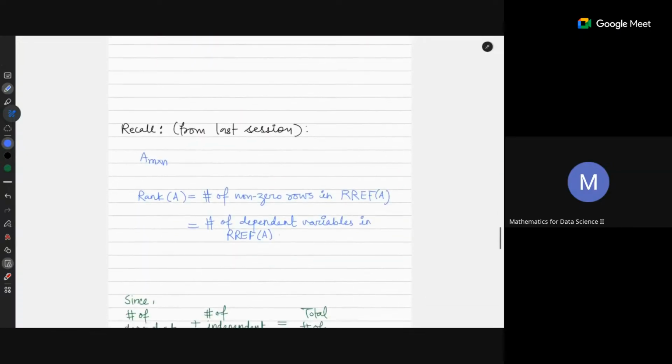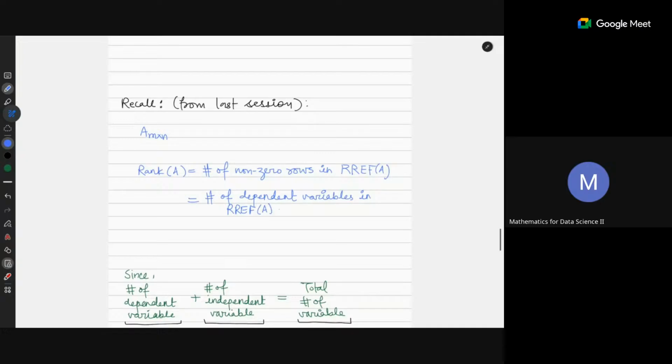Okay. So now let's recall what we did last time, because something that I'm going to discuss builds on what we did last time, and then whatever we discuss today. We will combine these two together and we will get one theorem. So what did we do last time? Last time we defined the rank of a matrix. Does anyone remember what the rank of a matrix was? The number of non-zero rows. Yeah, that is what I've written. So the number of non-zero rows in the RREF form of that matrix is called the rank of the matrix.